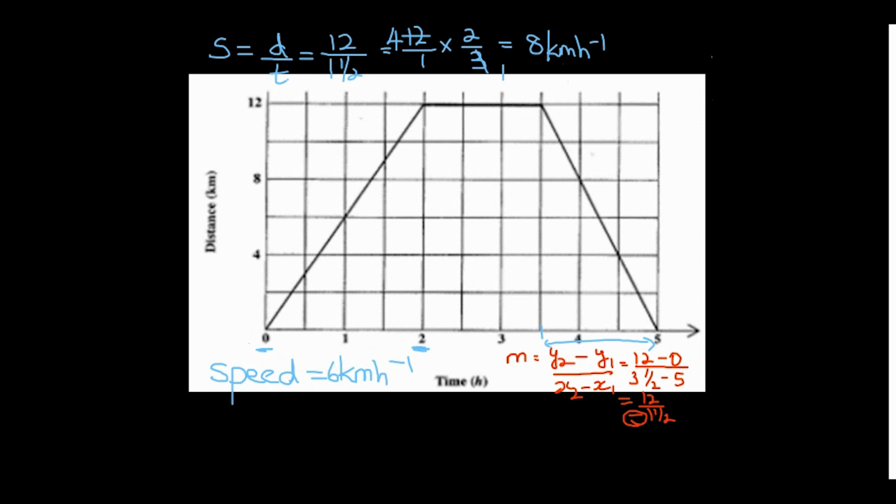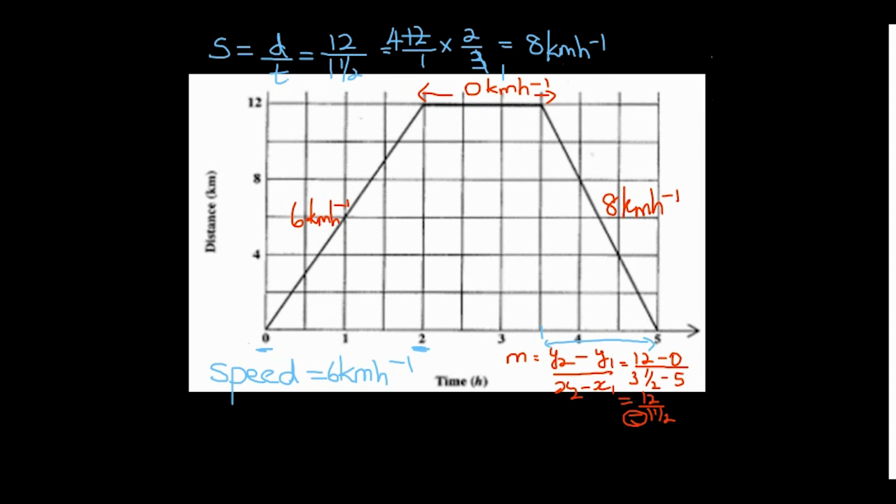Okay, so yeah, essentially what you want to start off by doing is this. In the initial stage of the journey, we had a 6 kilometers per hour speed. We had a return journey of 8 kilometers per hour. Now, although during this particular period there was no movement, you still have to take into consideration it's part of the journey. So if ever you have to get the average speed for the entire journey, right?